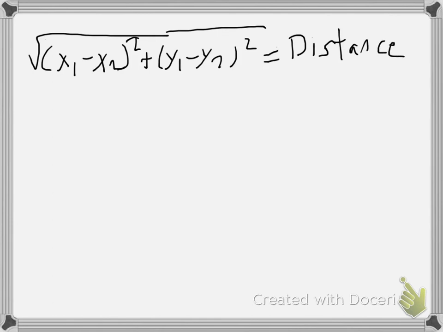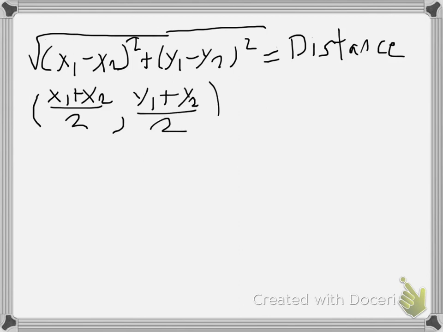Okay, the midpoint formula is just simply an average. You just take your two x's and average them together, and you take your two y's and average them together. That'll give you your midpoint. Please don't add your x and y together, because then it's not a point, it's just a number that makes no sense whatsoever.